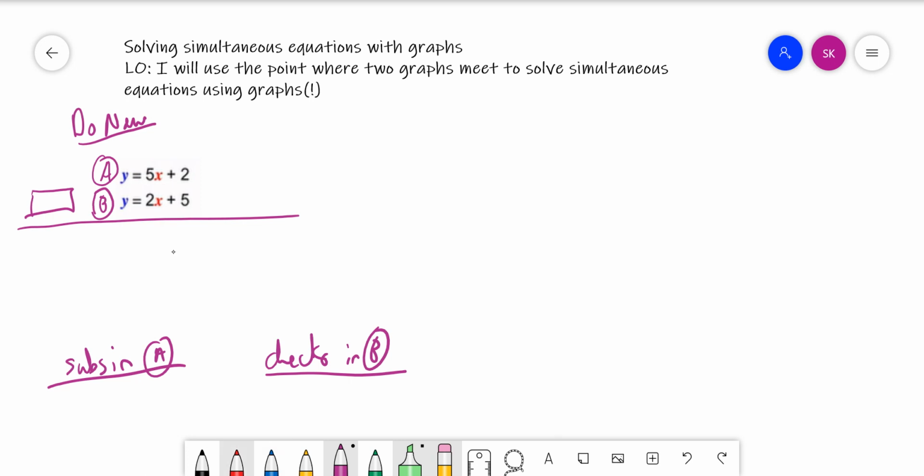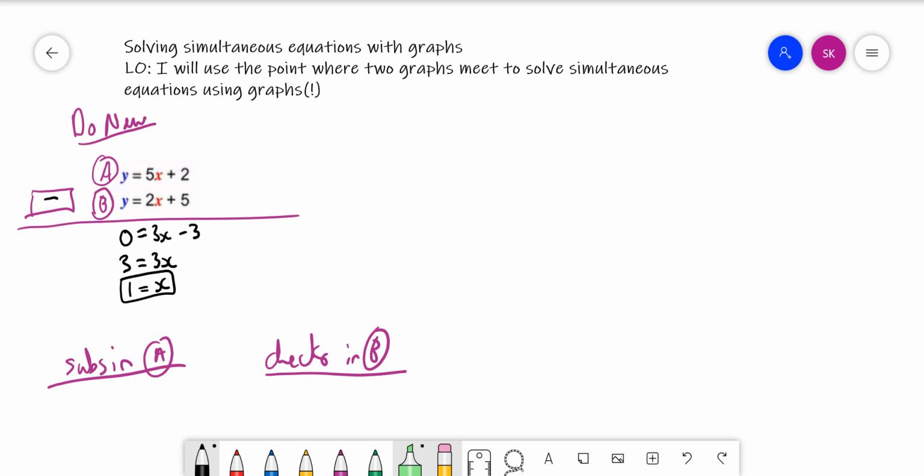Right, so let's do this in black. I'm going to eliminate the y's because I have the same number in front of both of them. So I've got positive y and positive y, which means I'm going to subtract to eliminate them. Gives me 0 y's. 5x minus 2x is 3x. 2 minus positive 5 is negative 3. Add 3 to both sides and divide both sides by 3, and I get x equal to 1.